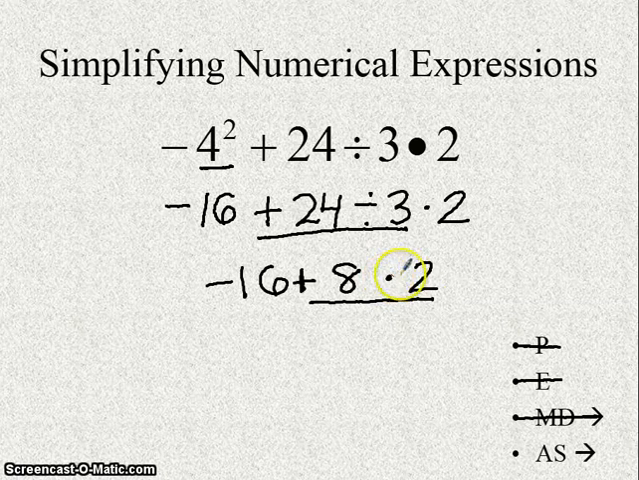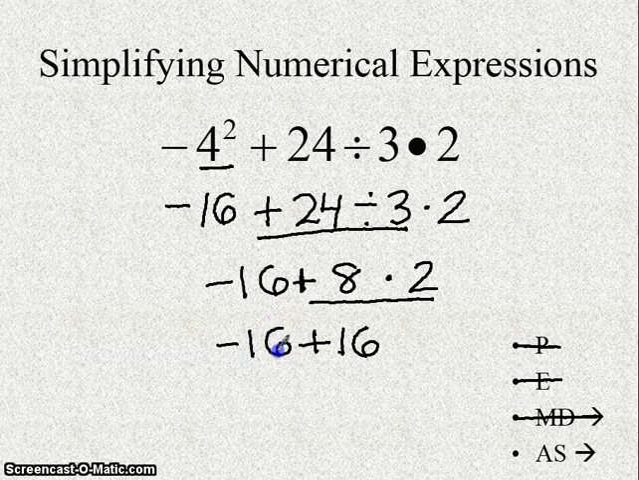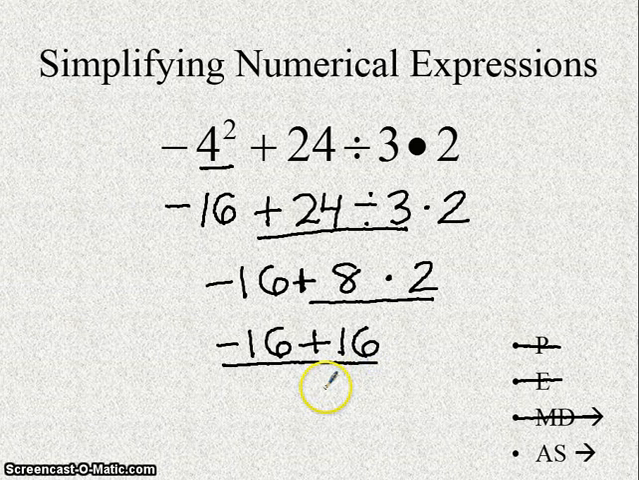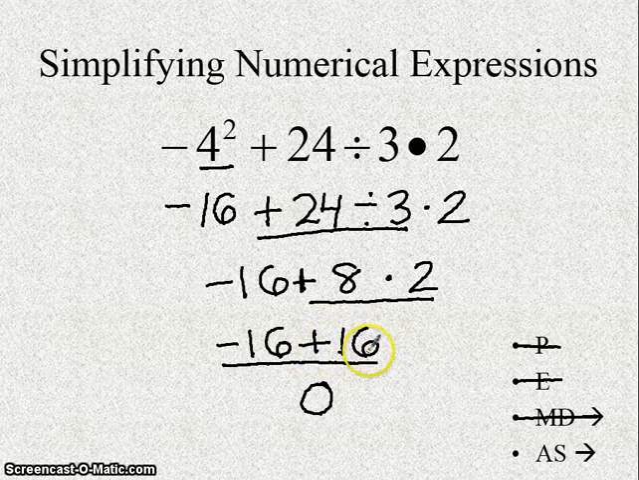Positive 8 times 2 makes positive 16. So we have negative 16 plus 16 as our last step. We only have addition left. Negative 16 plus 16 makes 0, because if you owe 16 and you have 16, then you will owe nothing, but you'll also have nothing.